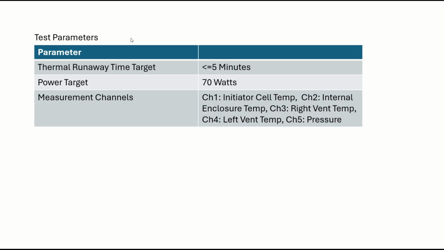The measurement channels for the test include channel 1, which will measure the direct surface temperature of the initiator cell. We'll need that in order to track temperature rise while we're heating the cell. Channel 2 is the internal enclosure temperature. Channel 3 is the right vent on the enclosure, external temperature. Channel 4 is the left vent temperature. And channel 5 will be connected to our pressure transducer.